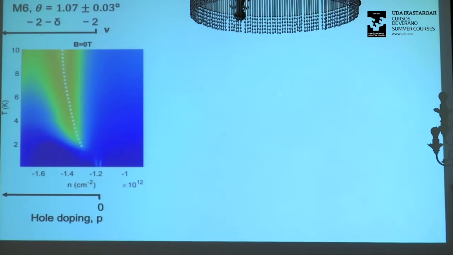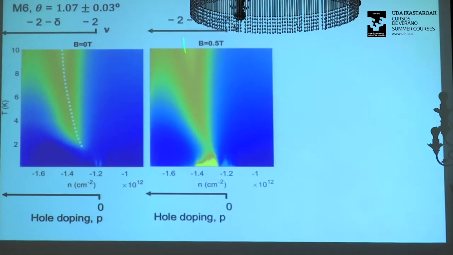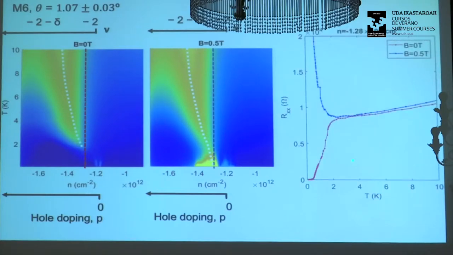Now, if you apply a small perpendicular magnetic field, you see this correlated insulated state still there, very weak, but you have this thing connected and a strong insulated state at zero temperature. You can again take traces there, and you see superconductivity. If you apply a small magnetic field, you see a strong insulating behavior.